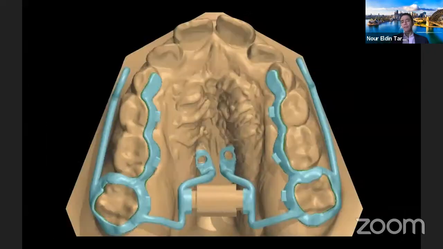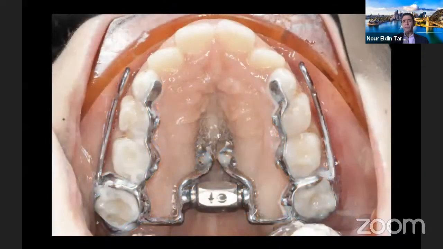It wasn't an easy TAD placement. But with 3D printing, you can make these appliances fit reasonably well. And this is the appliance in place. And then we expand.